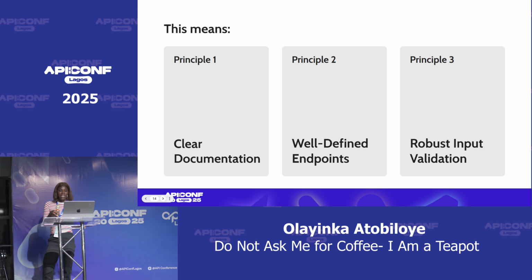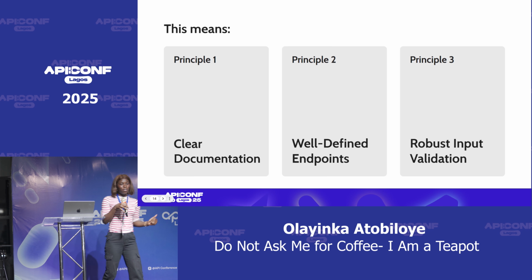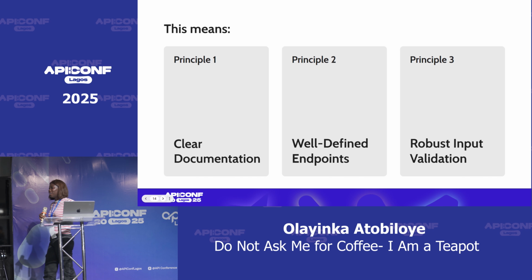So basically, I'm going to cover 3 principles that I wanted us to learn from 418 and keep in mind whenever you are creating and building your API endpoints. The first principle is clear documentation, and I think this is a no-brainer. Whenever you're creating your API, you want to ensure that everything is well documented for users to be able to use them very well.